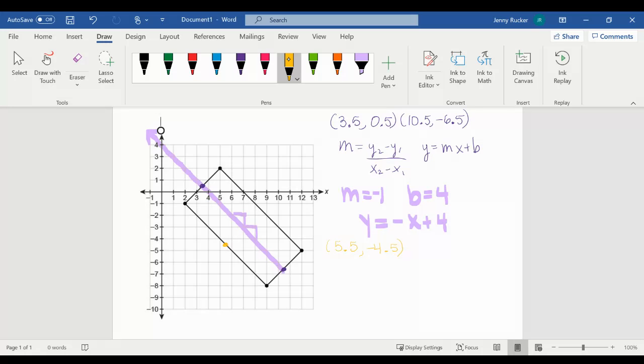I can do the same process on the other opposite side. Here's my next midpoint at (8.5, -1.5). Again, I could do it algebraically or graphically.